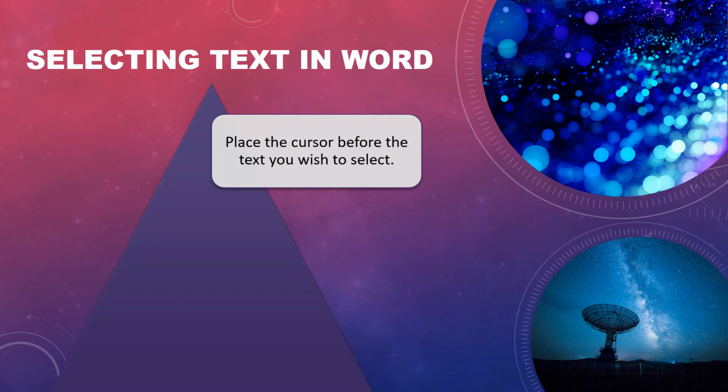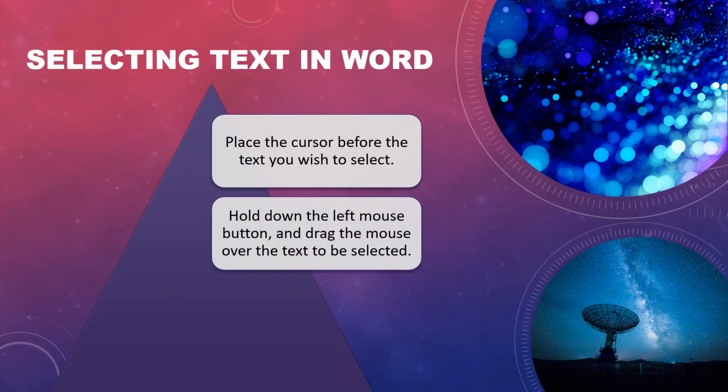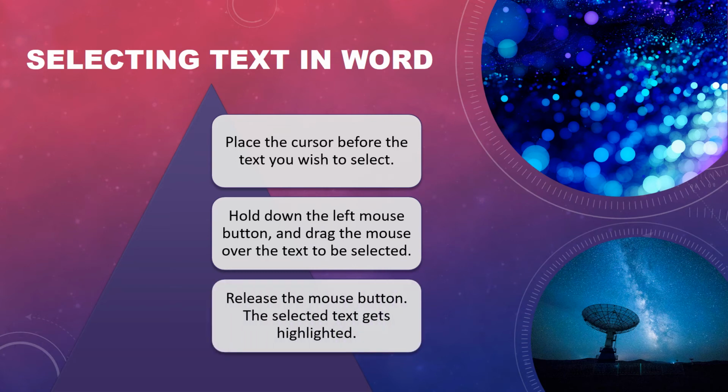First of all, place the cursor before the text you wish to select. Then hold the left mouse button and drag the mouse over the text to be selected. At the end, release the mouse button and you will see the selected text gets highlighted. So you need to place the cursor, hold down the mouse button and drag it over the text, and at the end, when your text is selected, release the mouse button.